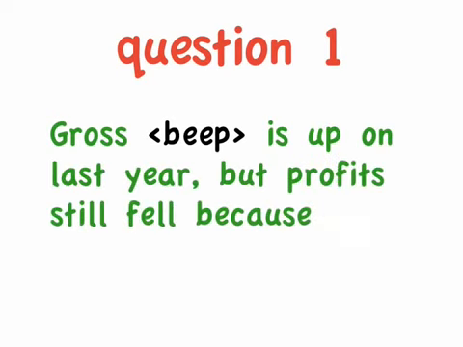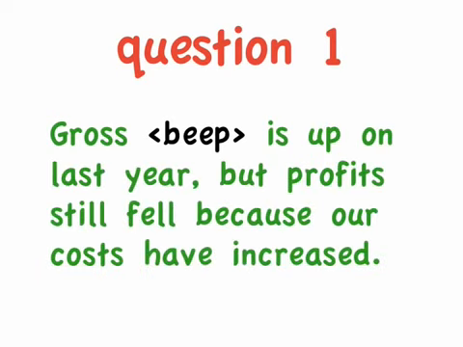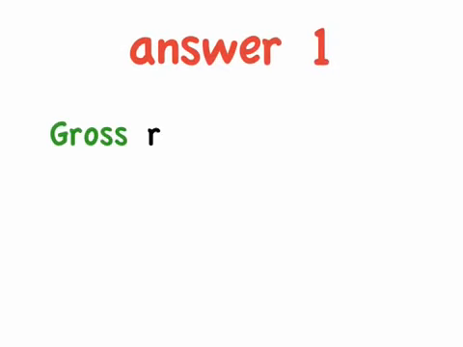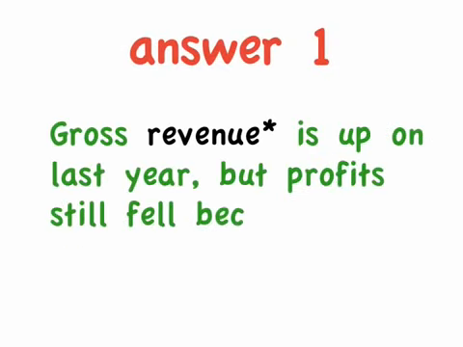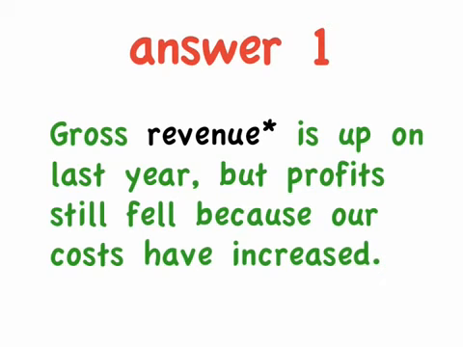Gross blank up on last year, but profits still fell because our costs have increased. Answer. Gross revenue is up on last year, but profits still fell because our costs have increased.